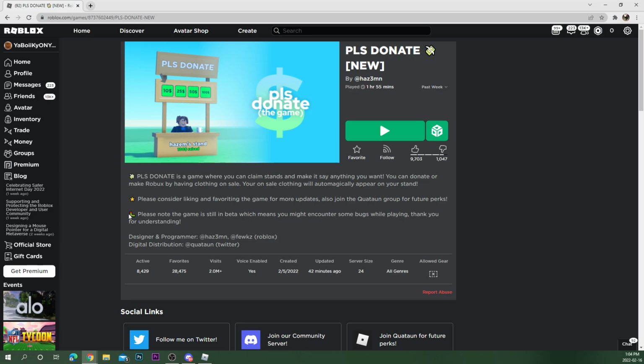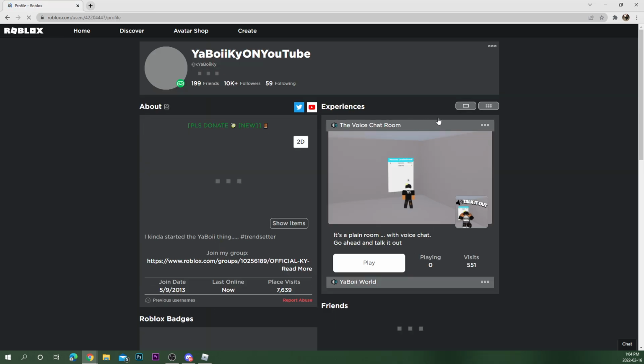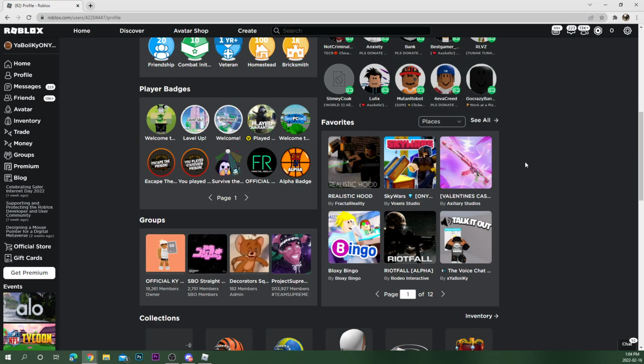Please Donate is a game where you can claim a stand and make it say anything you want, and people can donate Robux to you by having clothes on sale. So what do I mean by that? You go to my profile, and I should have some clothes on sale.